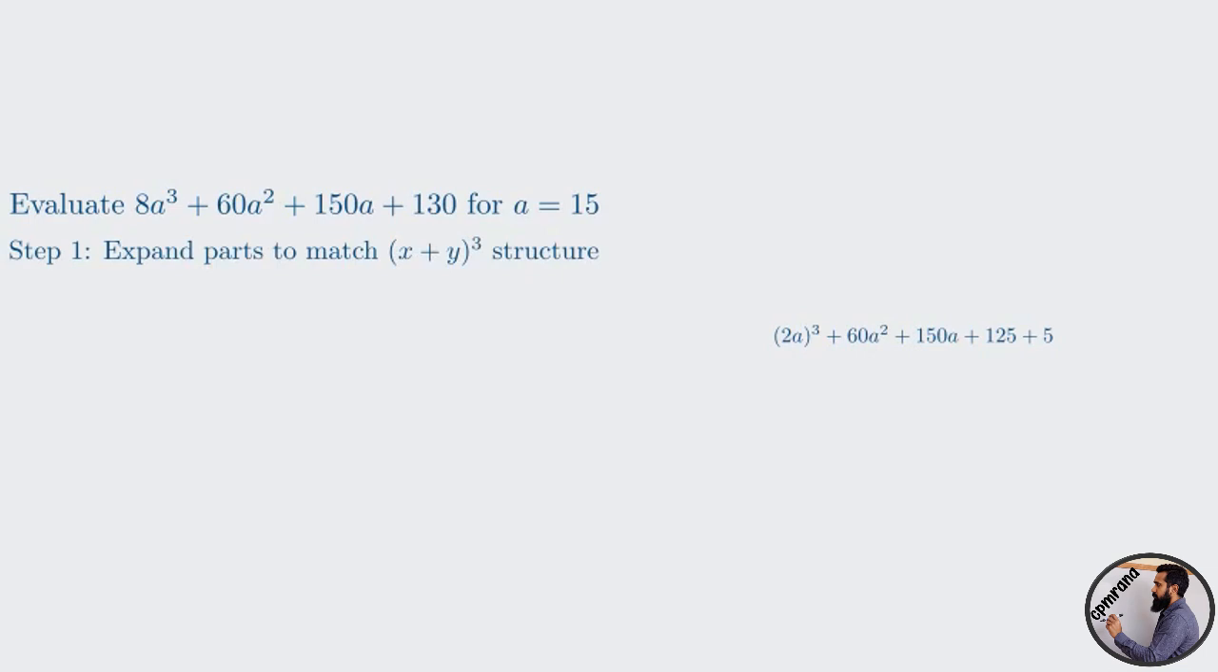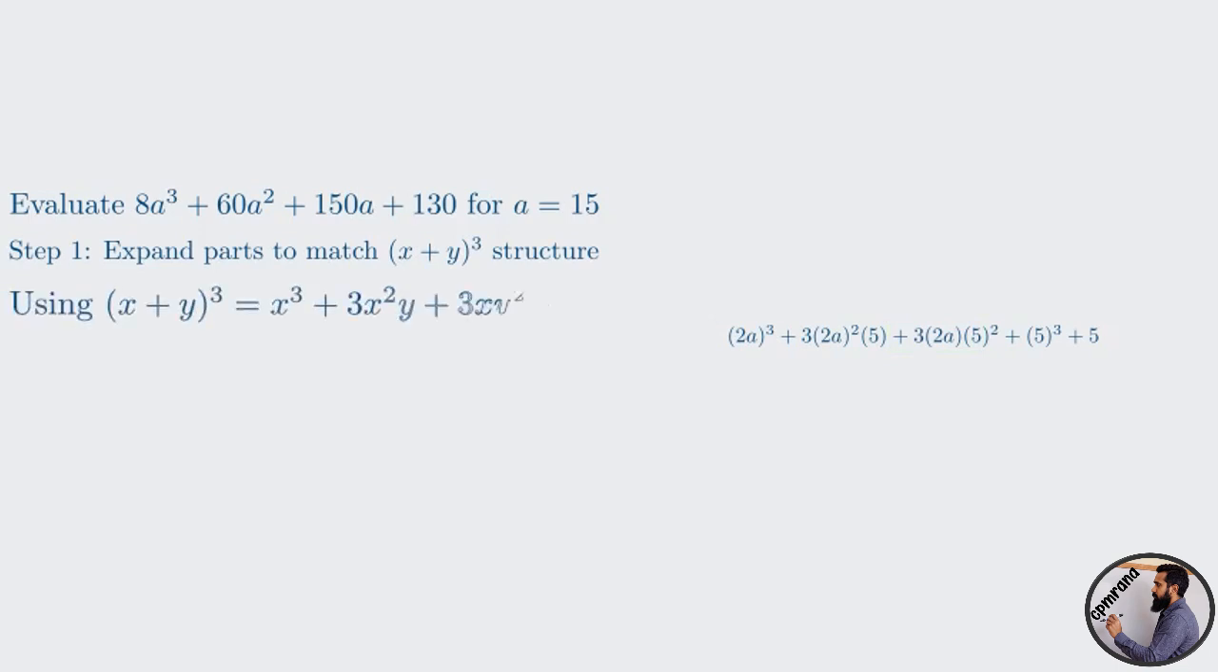Now, let's check the middle terms. 3 times the square of 2a times 5 equals 3 times 4a squared times 5, which is 60a squared. That matches perfectly. Next, 3 times 2a times 5 squared is 3 times 2a times 25, which is 150a. That also matches. Since the first 4 terms perfectly match our identity where x is 2a and y is 5, we can collapse them into the quantity 2a plus 5, all cubed.